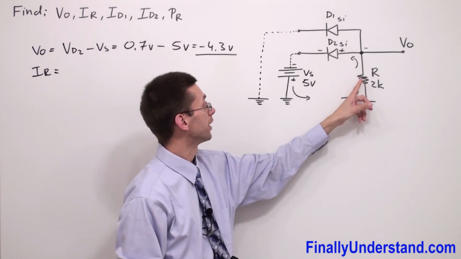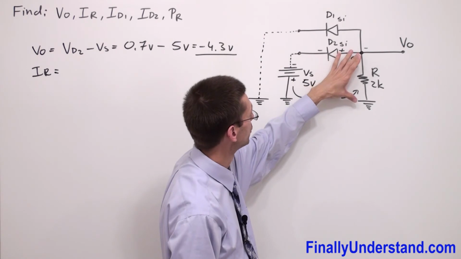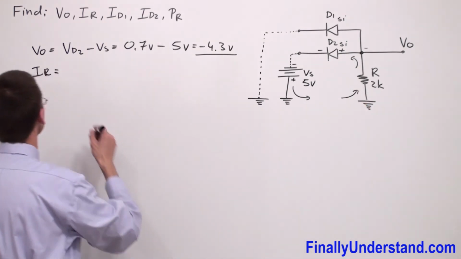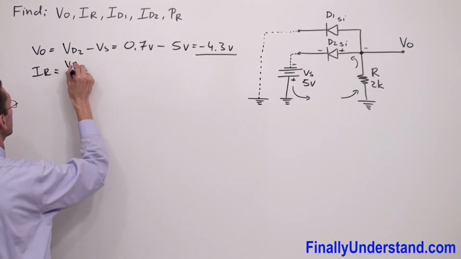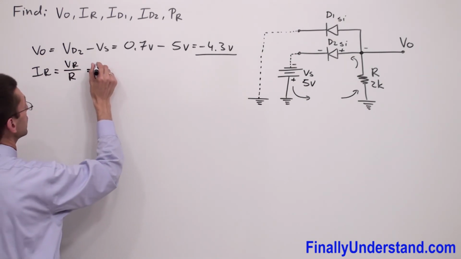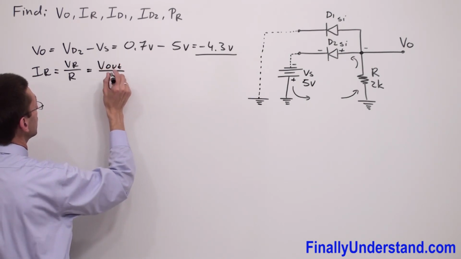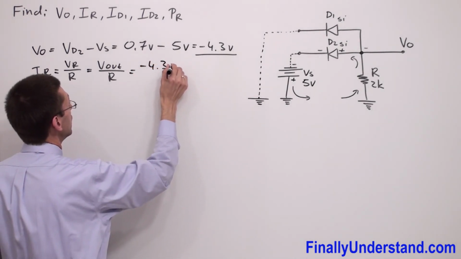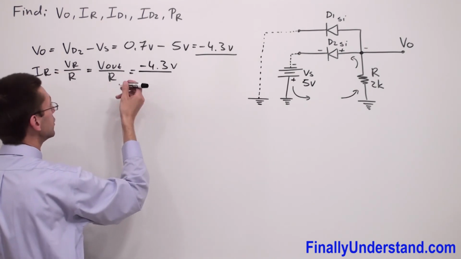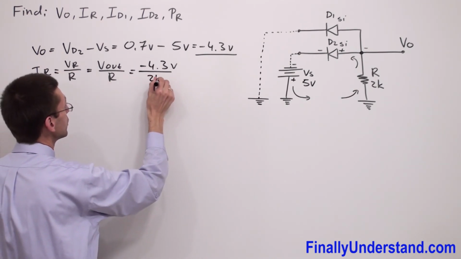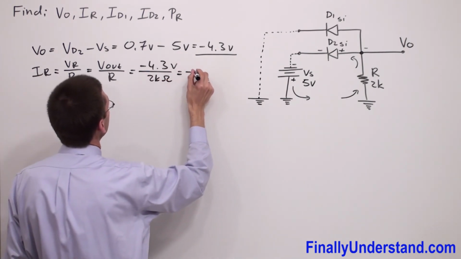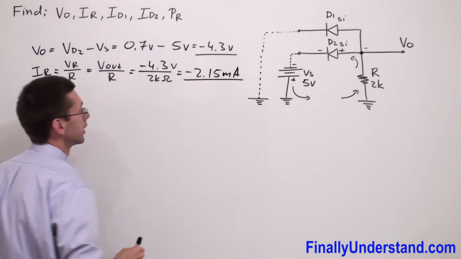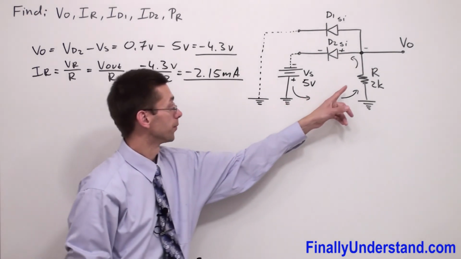We are going to find it by using Ohm's law, dividing the output voltage, because the output voltage is the voltage across this resistor, by the resistance of this resistor. So I can simply write that IR is equal to the voltage across the resistor over R, or nothing else but V out over R, where V out we found is equal to negative 4.3 volts. Anytime I write VO or V out, it is the same thing. Over R, 2 kilo ohms. This is equal to negative 2.15 milliamps. This is the current which will go through the resistor.